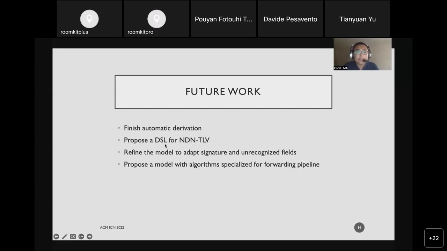And we want to refine our model to adapt the signature and recognize fields. And we want to really examine what the forwarder needs, and we want to propose a model and algorithms specific for the forwarding pipeline. That's all for today. Thank you.